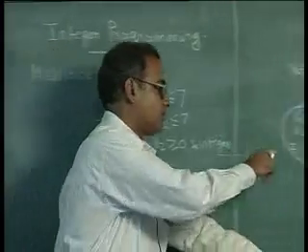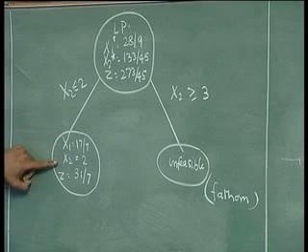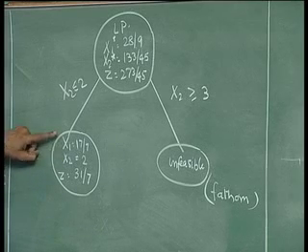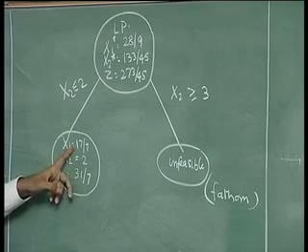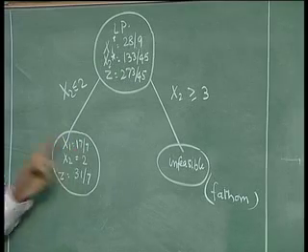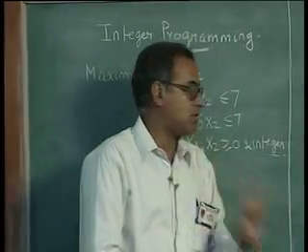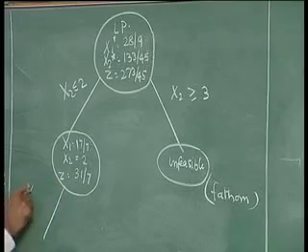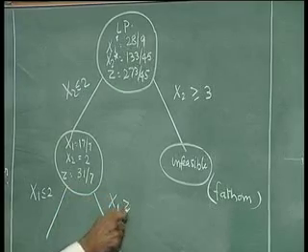Now, look at this node which is active. Here, this has an integer value, this does not have an integer value. So, what do I do? I branch on this. I take this one, 17 by 7 is 2 point something. So, I create two nodes, one with x1 less than or equal to 2 and the other with x1 greater than or equal to 3.